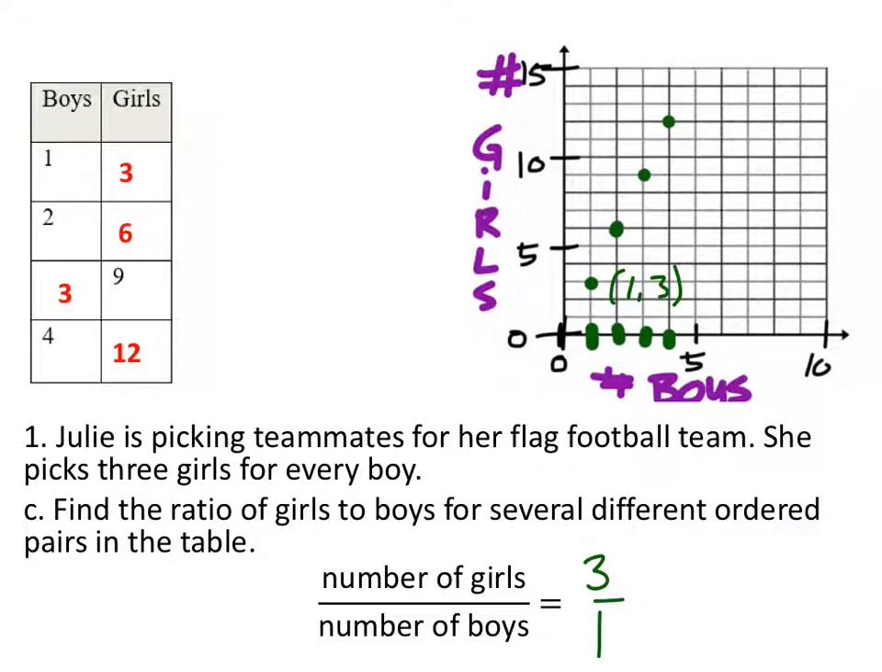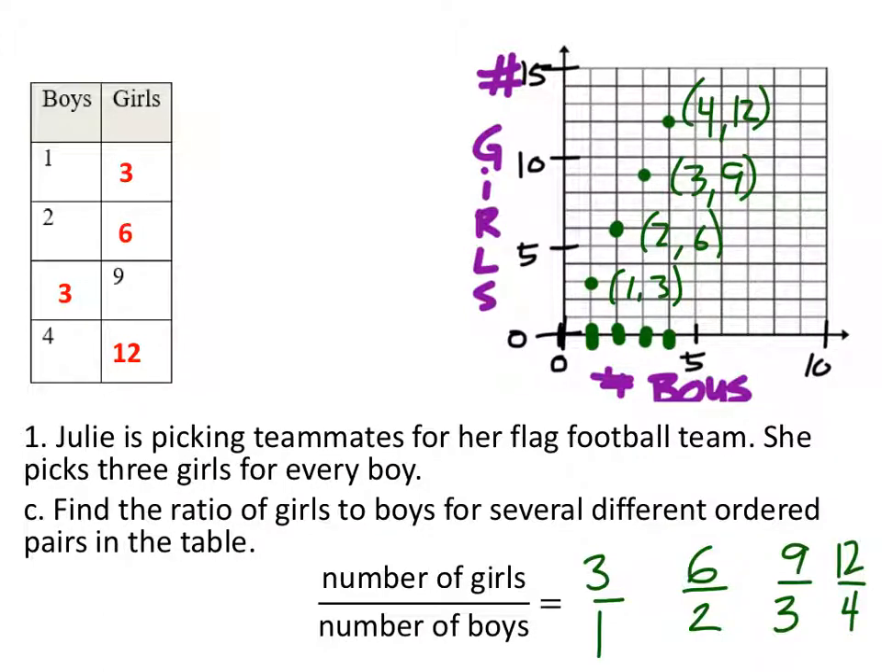The next one is at 2, 6. That shows 6 girls on the team and 2 boys on the team. The next one has 3 boys on the team and 9 girls on the team. So as a ratio, that's 9 over 3. And then this last point here has 4 boys on the team and 12 girls. So as this ratio that is given to us, it's 12 over 4.